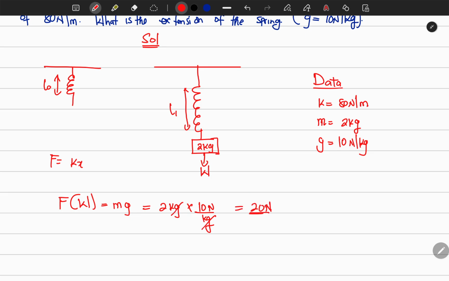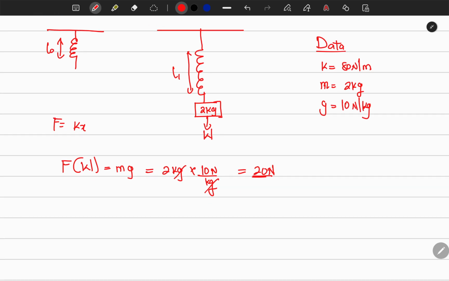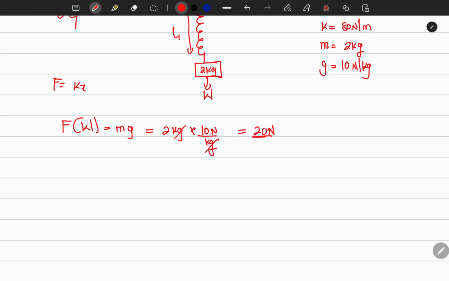So this is the weight there. All right, now we can use Hooke's law to find our extension. From Hooke's law, extension is equal to force divided by the value of K. The force is 20 newtons and the value of K is 80 newtons per meter. So newton gone. So I'll end up having 0.25 meters. Or you can convert this one to centimeters by multiplying by 100, which will give you 25 centimeters.